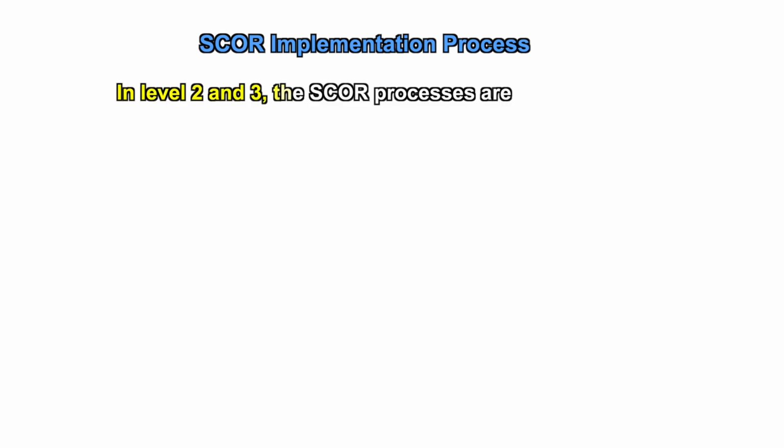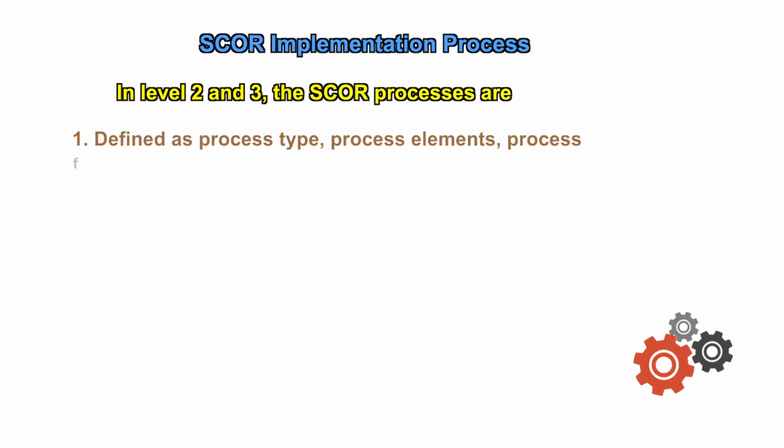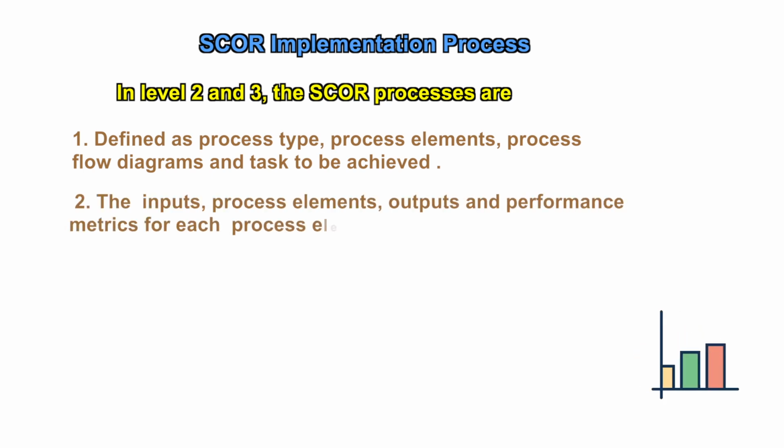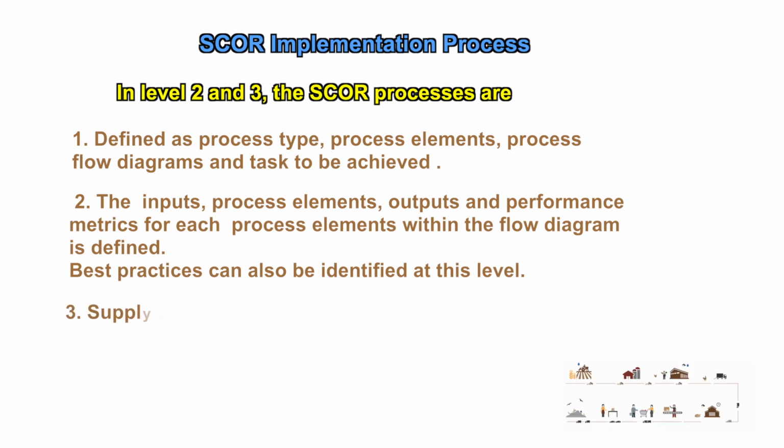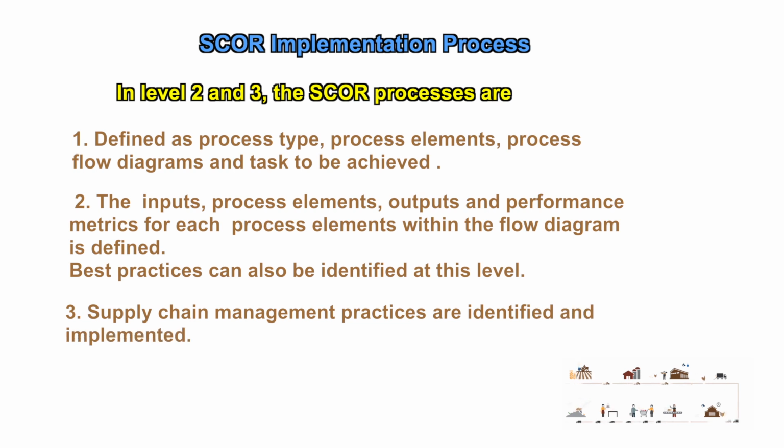At level 2 and 3, the SCOR processes are defined as process type, process elements, process flow diagrams, and tasks to be achieved. The inputs, process elements, outputs, and performance metrics for each process element within the flow diagram are defined. Best practices can also be identified at this level. Supply chain management practices are identified and implemented.